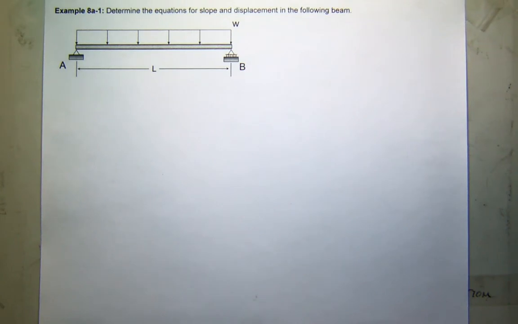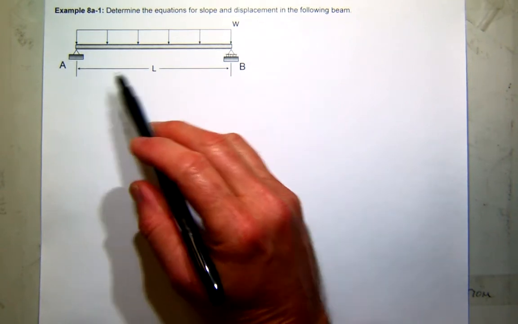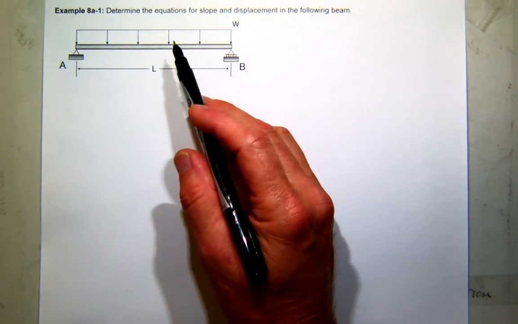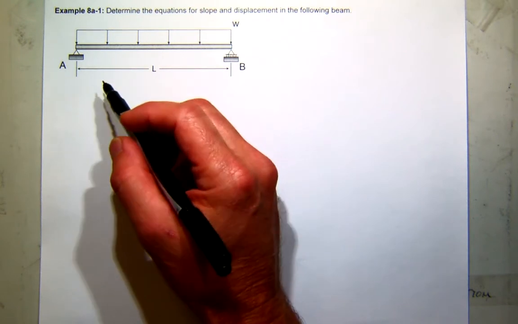All right, so let's try this. If we've looked at a cantilever beam with a point load, let's look at a simply supported beam with a distributed load. Now, before we get started, let's just write down some things that we know.